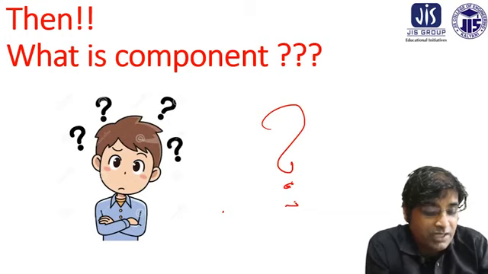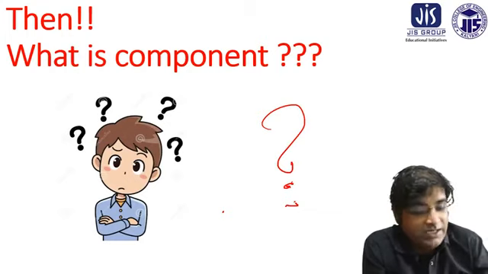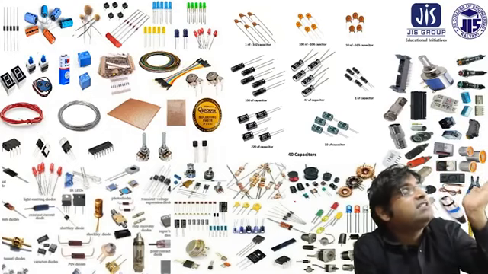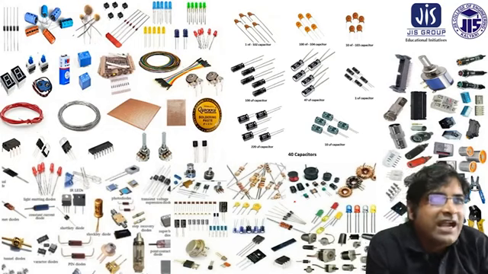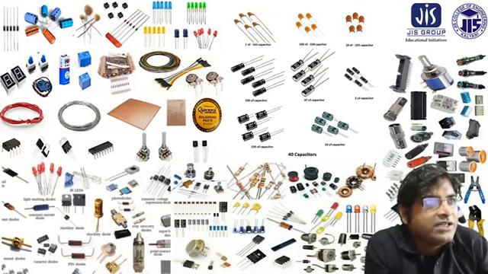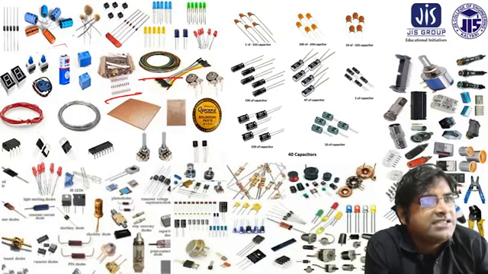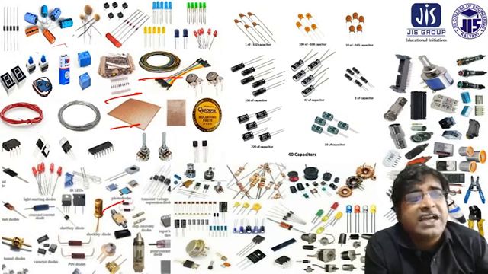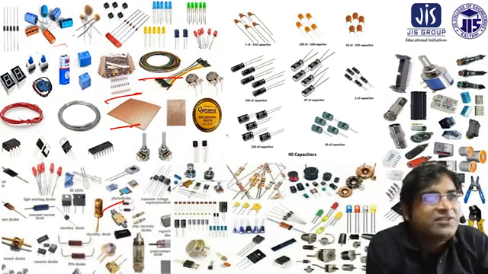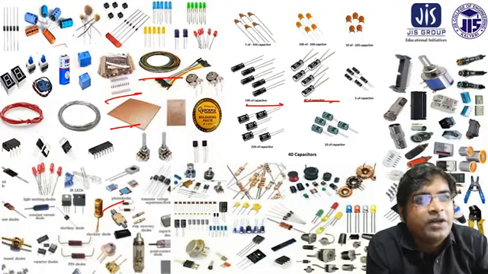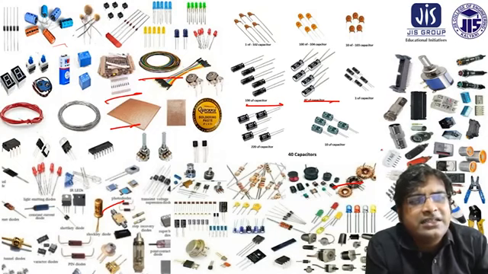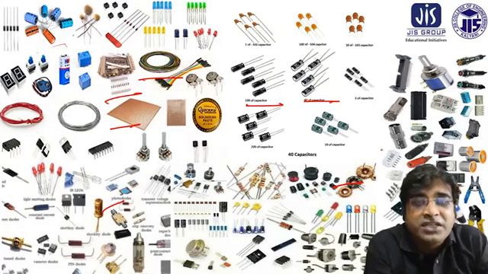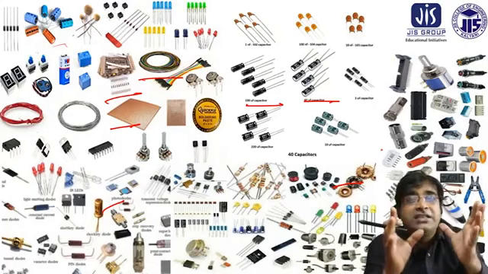Now in the case of a component, you see there is a galaxy of components. There are several kinds of things: capacitor, wire, resistor, PCB, active components like transistors, and other things, inductors are also there. They are the components. Actually the components build and construct the device.